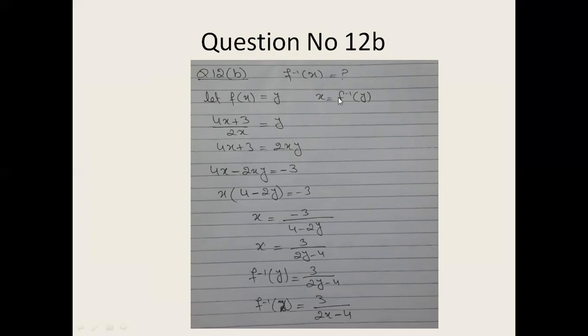In the place of x, I can write f inverse of y. So f inverse of y equals 3 divided by 2y minus 4. So I will change the variable here on both the sides. So f inverse of x will be equal to 3 divided by 2x minus 4. So this is how you find the inverse of a function. Hopefully you understand.